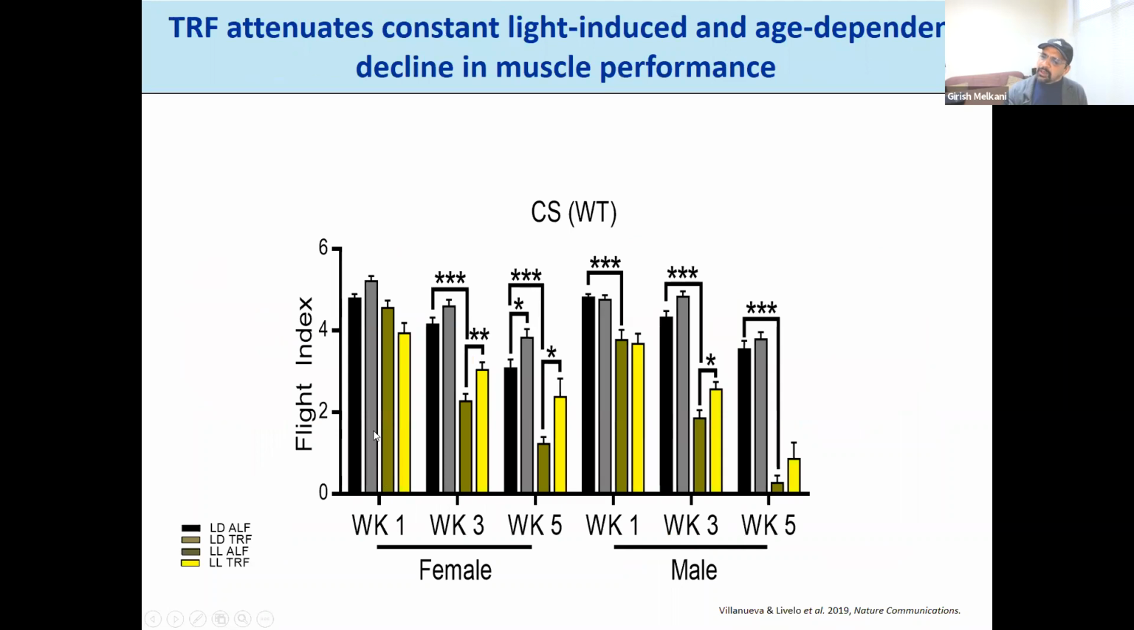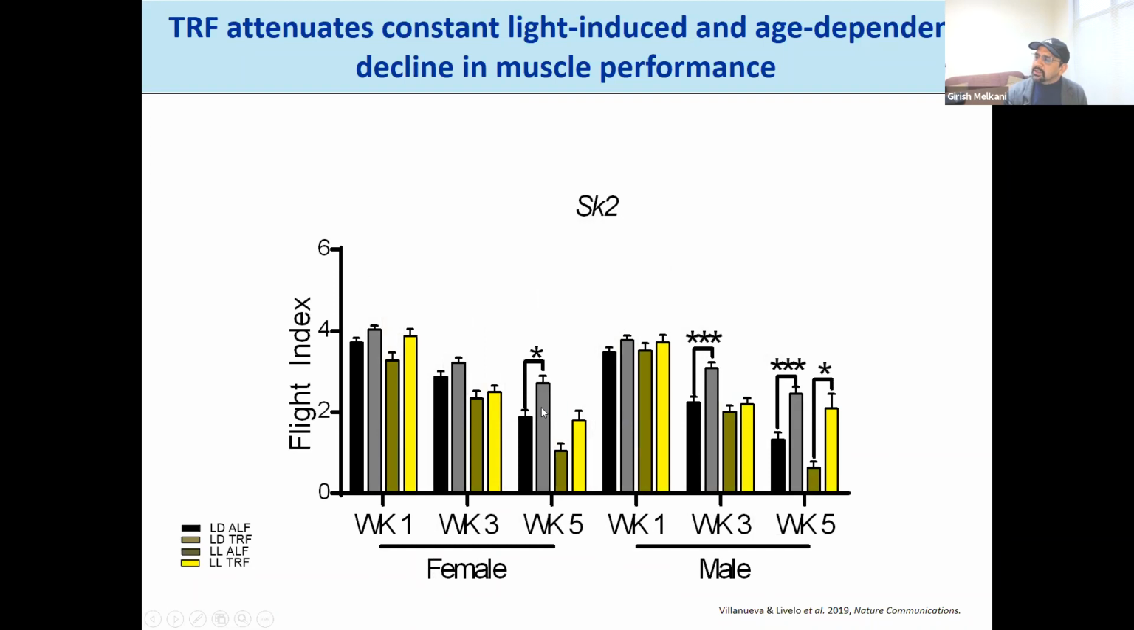The first thing I want to say is, when you disrupt the circadian rhythm, muscle function is decreased, which is improved under time-restricted feeding, as you can see in both male and female flies of different ages. This is the wild-type model, but we saw it to some extent even in one of our obese models, the sphingosine kinase mutation that I was talking about.